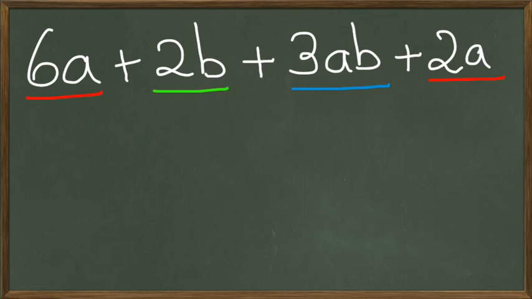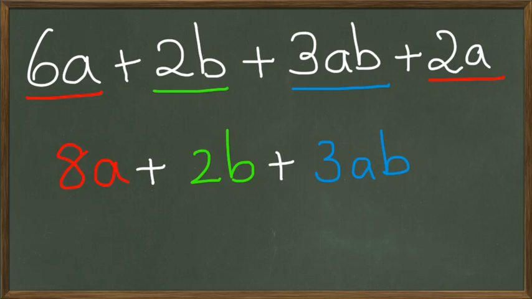So we combine all the a's together, which would mean the answer would be 8a, plus we have 2b, because we can't really combine, they're not like terms, plus 3ab. And we literally stop our answer here. That's how tricky we can get.